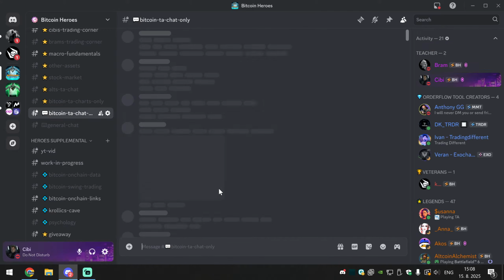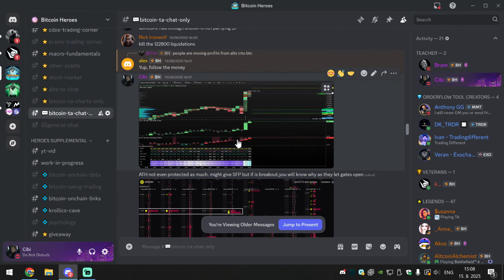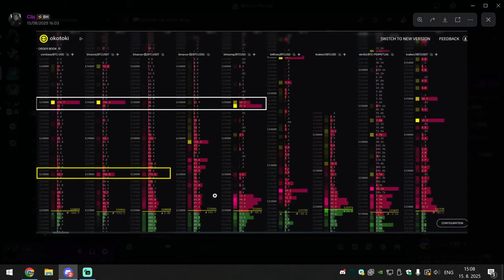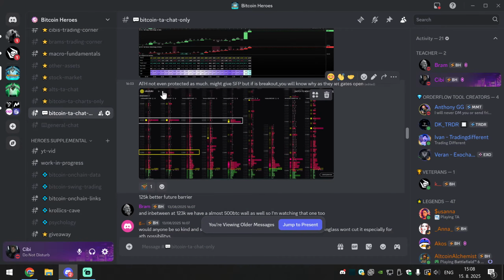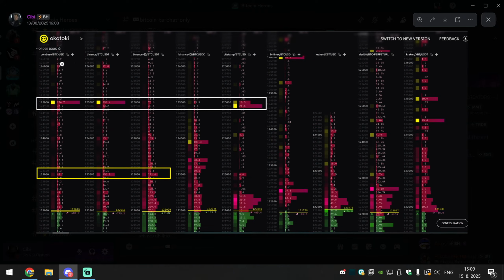So this was another cool prediction. And finally, this was before, when we were attacking the all-time highs. This was the 13th of August. We were already pushing into the all-time highs, pretty close. And I told our traders, all-time high is not even protected as much, it might give a swing failure pattern, but if it's a breakout, you will know why, as they let the gates open. This is a functionality of Okutoki, where I can analyze order book profiles of all exchanges in the world, and I can see if the passive market participants, which are the strongest hand in the market, let price go over regions, or they don't.